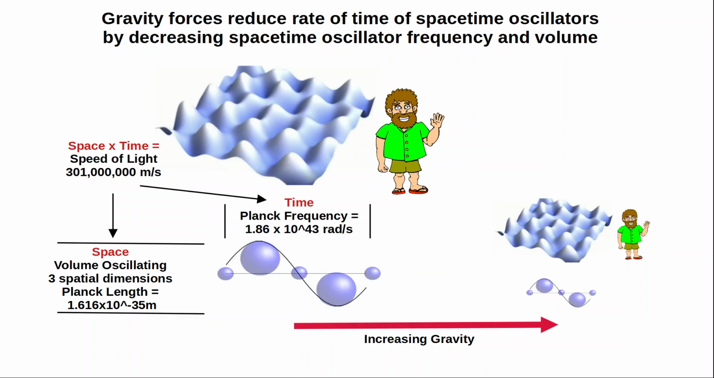The rate of time decreases. This is what actually creates the redshift. The three spatial dimensions get smaller, which is the length, width, and height. The speed of light decreases, and the energy of matter, such as an electron, decreases.